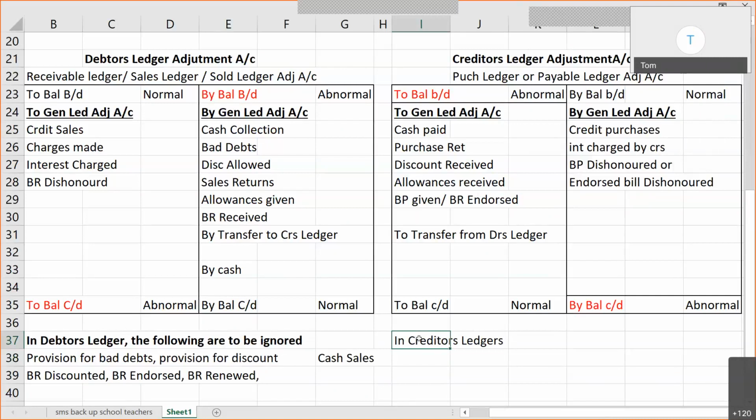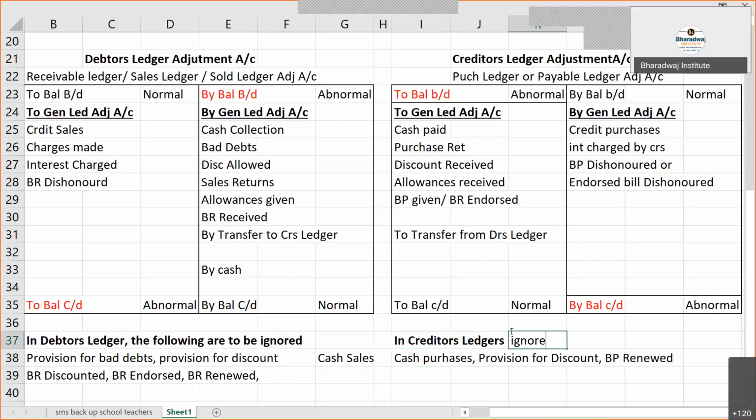In creditors ledgers, ignore the following: cash purchases, provision for discount, bills payable renewed. Please note this.